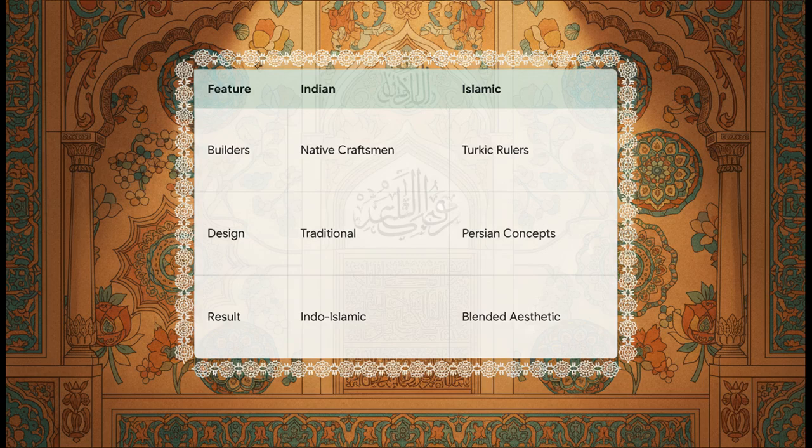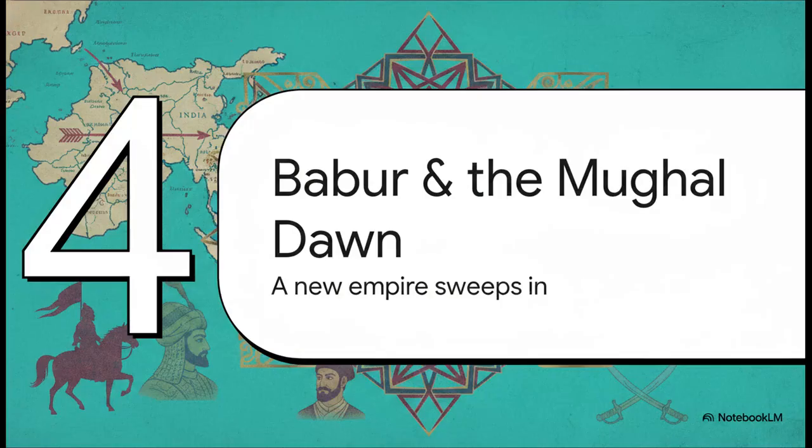Indo-Islamic architecture took the absolute best elements of both to create something entirely unique to the subcontinent. Chapter 4, Babur and the Mughal dawn. A new empire sweeps in from Central Asia.